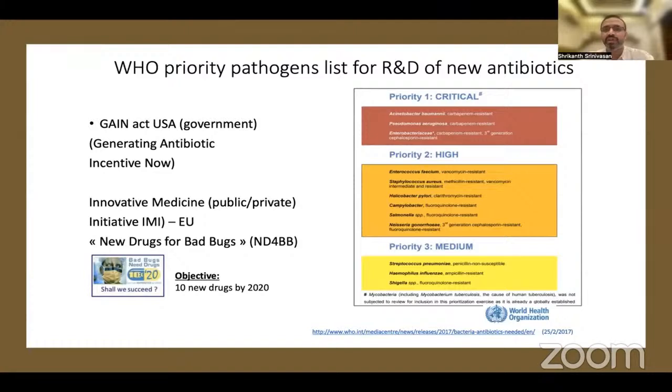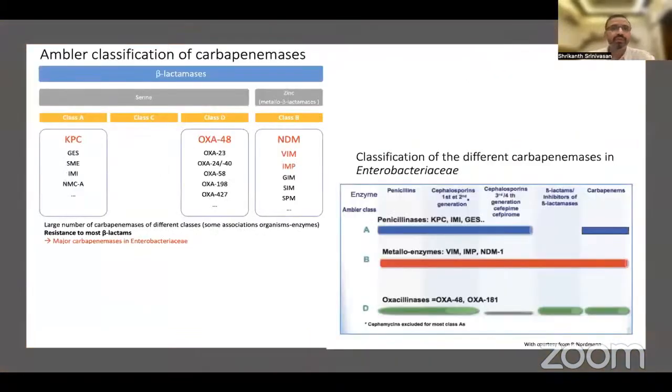And the critical group belongs to Acinetobacter, which are carbapenem resistant, Pseudomonas, which are carbapenem resistant, and Enterobacteriaceae, which are carbapenem resistant and third generation cephalosporin resistant. So this is the most critical focus on which the entire R&D is trying to bring in new antibiotics. So when we talk about carbapenem resistance, that was the focus. What are these kinds of resistance?